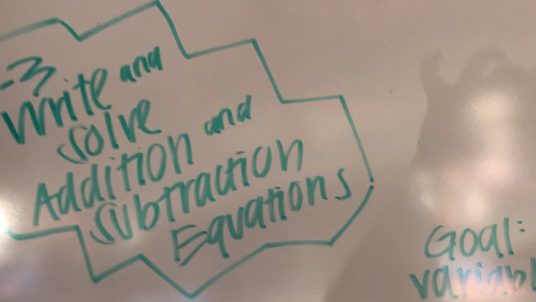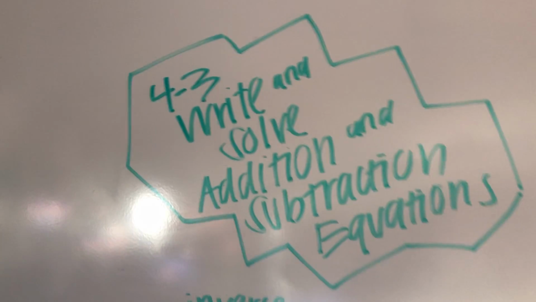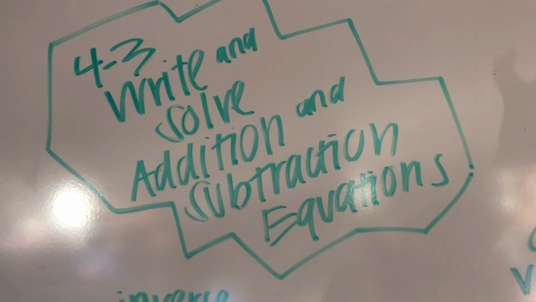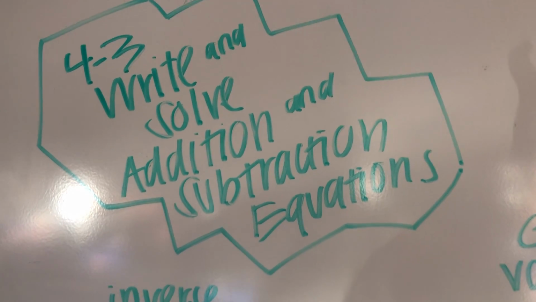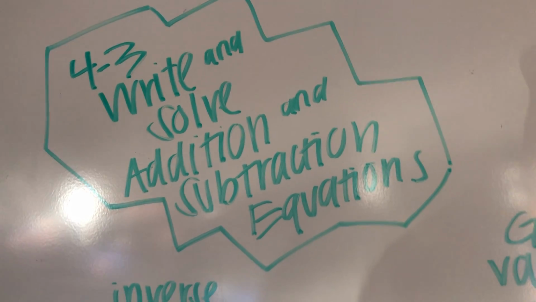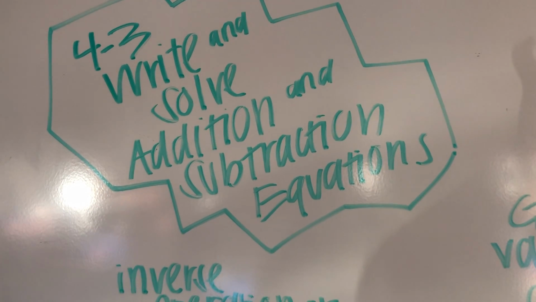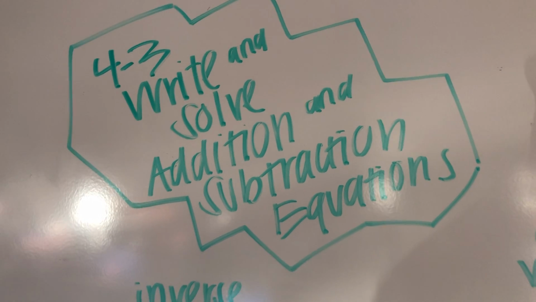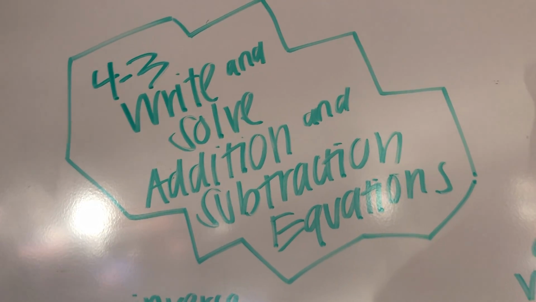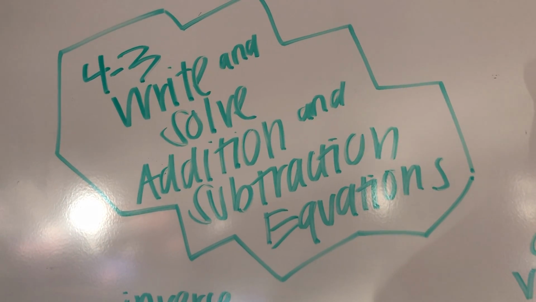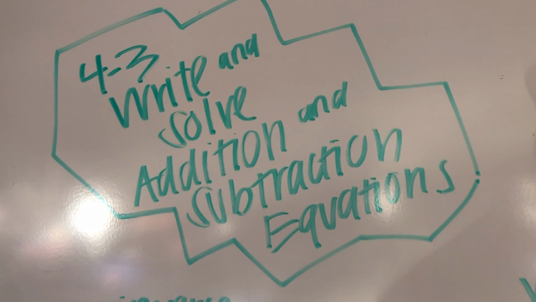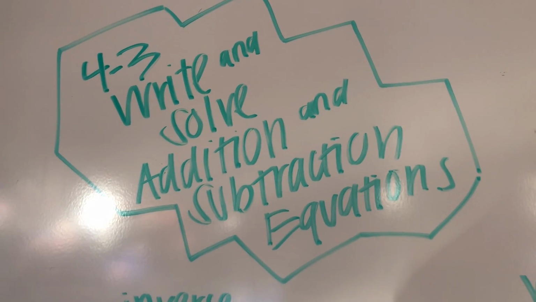Taking a look at yesterday's little review, remember when it comes to our equations, we do have to follow the properties of equality. What those say is whatever we do on one side, we have to do the same thing on the other side. So if we subtract 3 on the left side, we have to subtract 3 on the right side as well. Okay, we need to keep those balanced with our properties of equality.